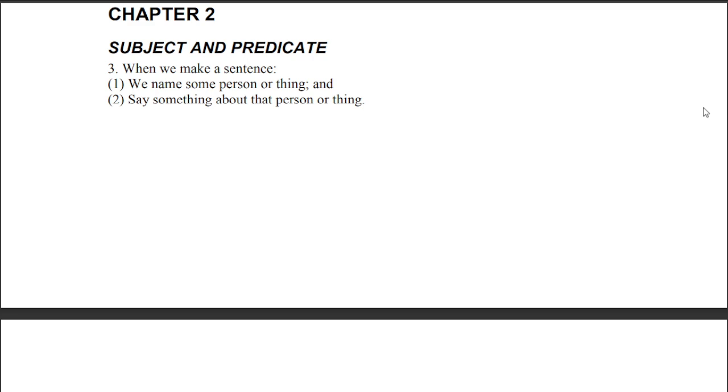Guys, today we are going to discuss the second chapter of Book 1 of High School English Grammar by Wren and Martin. The second chapter deals with the subject and the predicate.